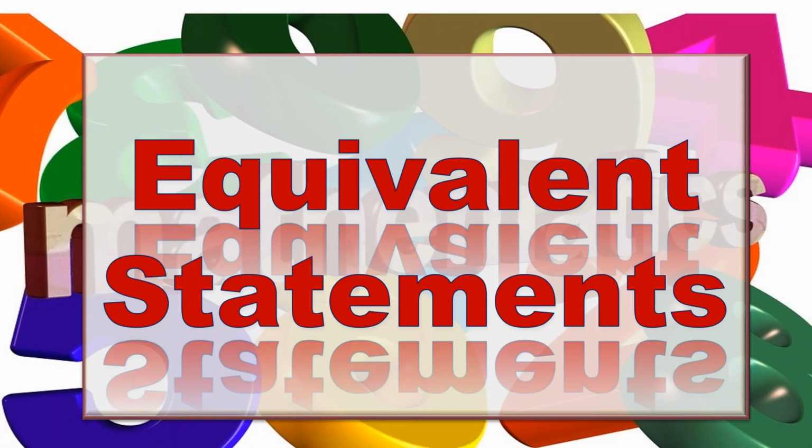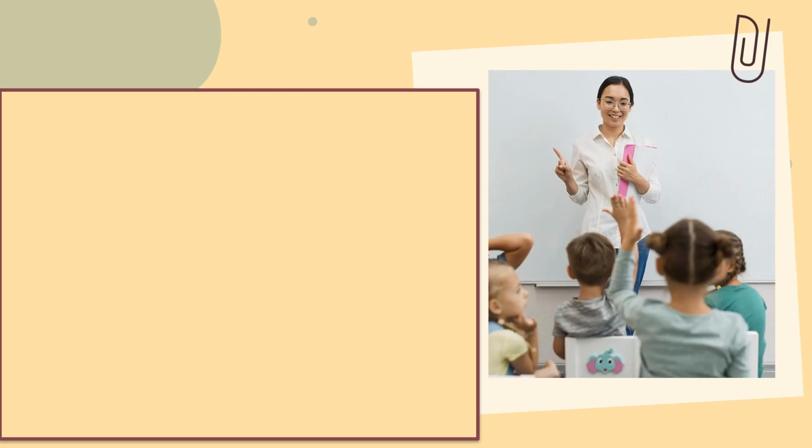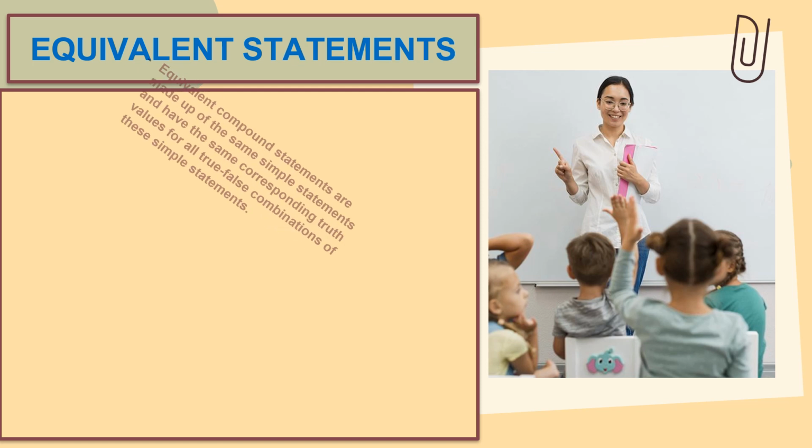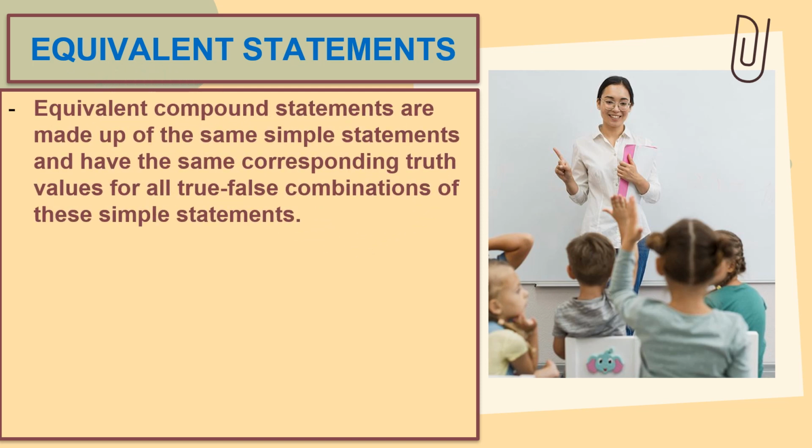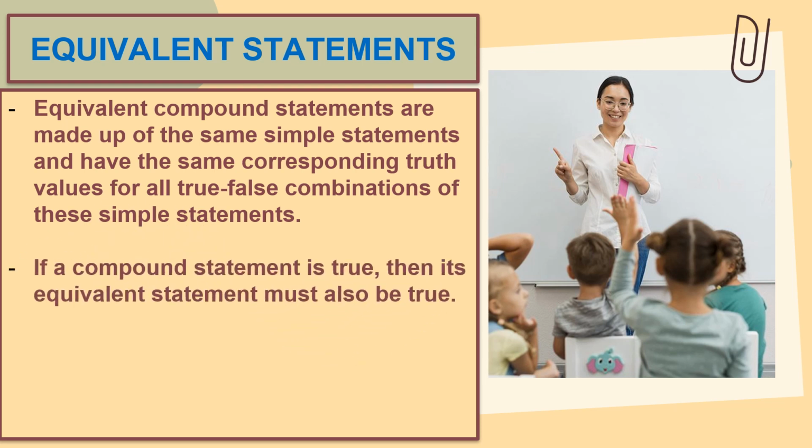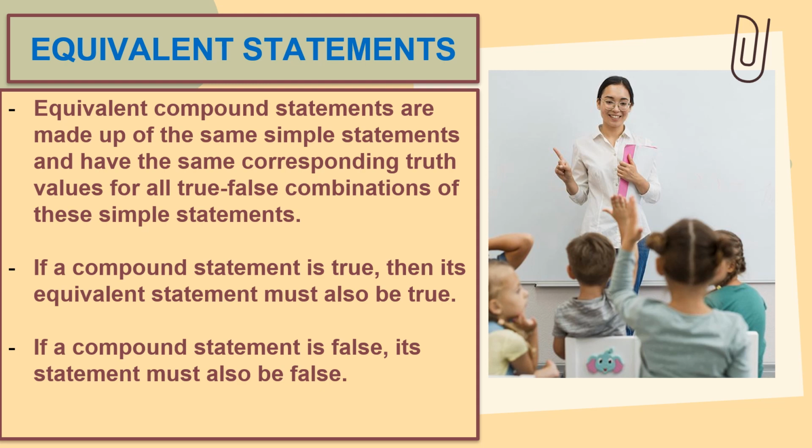Our topic for today is about the equivalent statements. Equivalent compound statements are made up of the same simple statements and have the same corresponding truth values for all true-false combinations of these simple statements. If a compound statement is true, then its equivalent statement must also be true. If a compound statement is false, its equivalent statement must also be false.